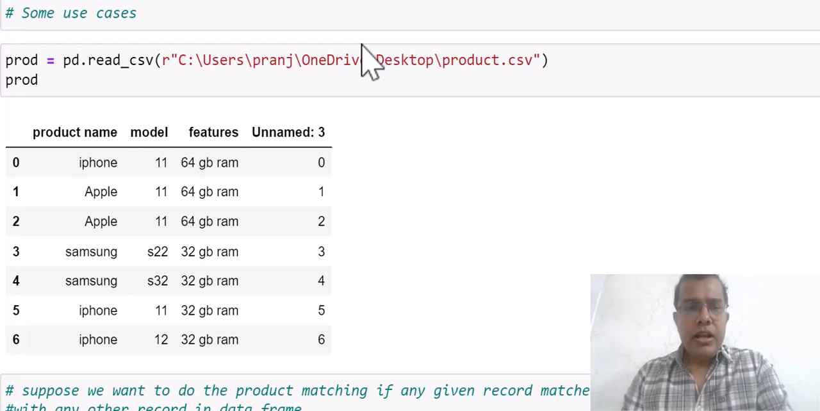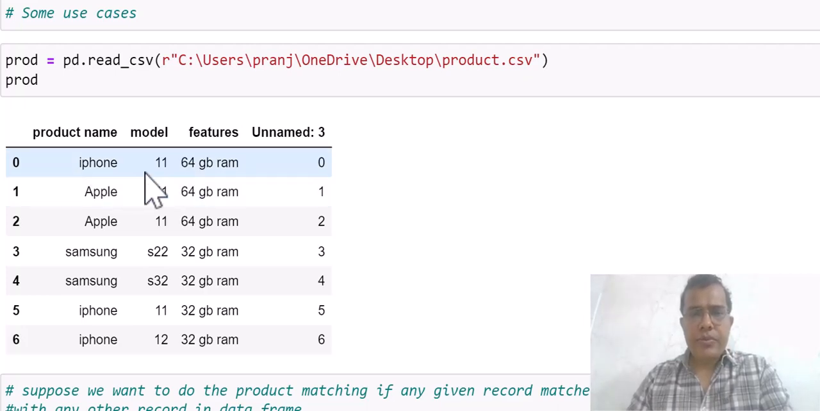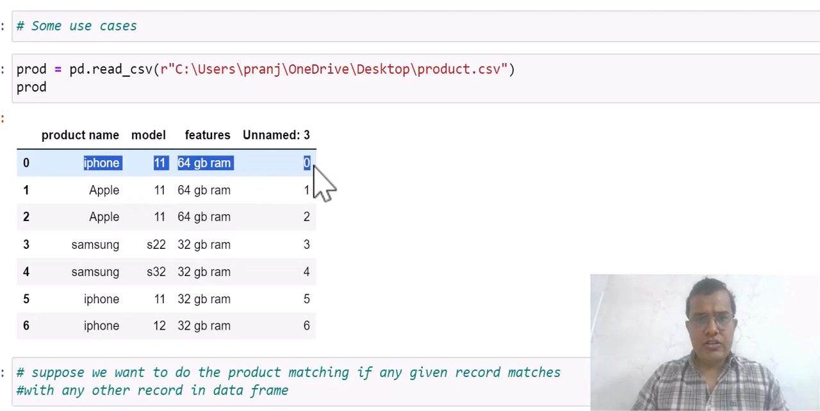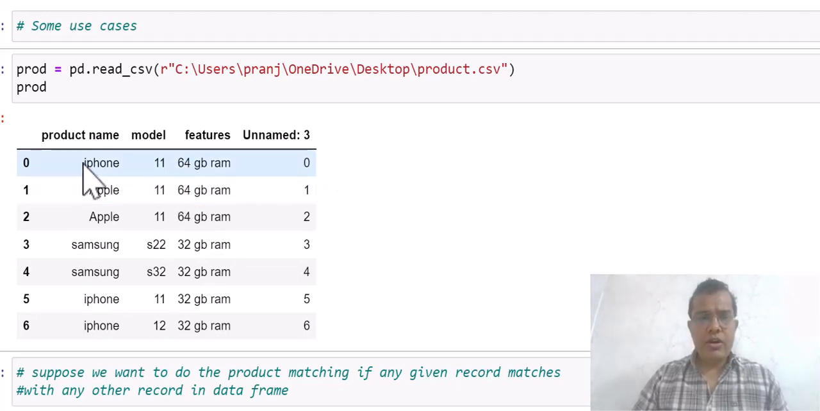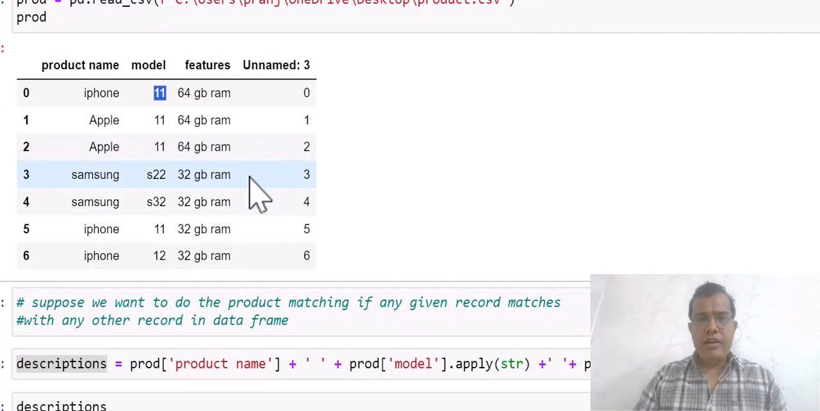So I'm taking one use case. For example, product name, model, features. These are the credentials of each and every product. My first product was iPhone, and it was iPhone 11. The feature was 64 GB RAM and whatever. Now I want to see whether each product matches with some other product.